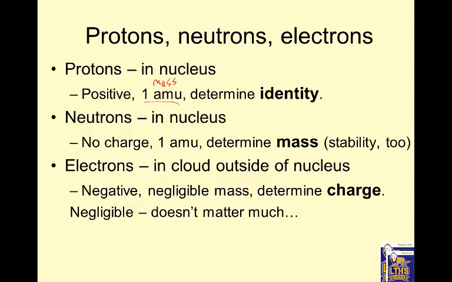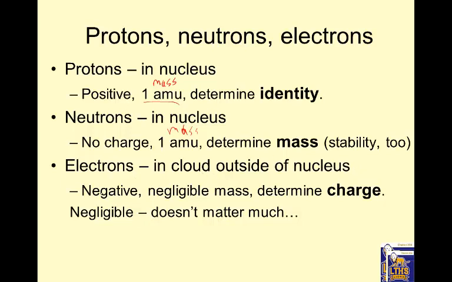Okay. Also in the nucleus in those atoms are neutrons. Okay, neutrons have no charge. They also have a mass of about 1 AMU, and because of the neutrons in an atom, you can tell the mass of an atom, the neutrons and protons, but the neutrons help determine the mass and whether atoms are stable or not. Electrons are in clouds outside of the nucleus.